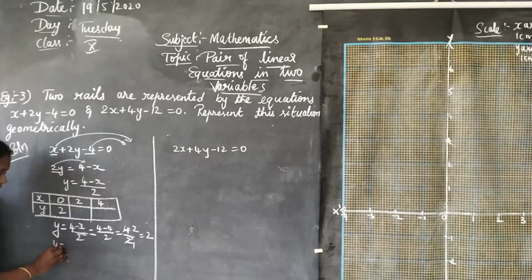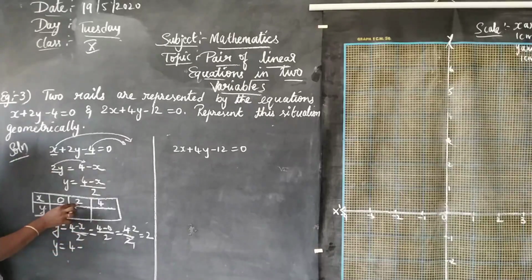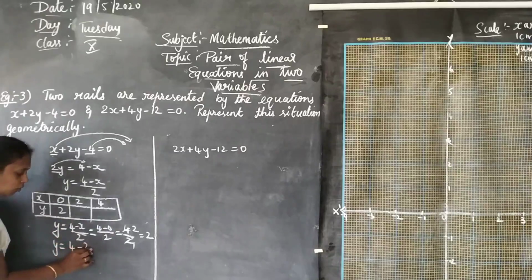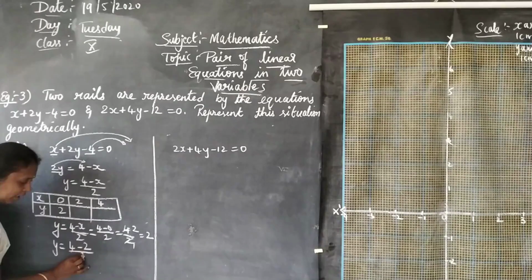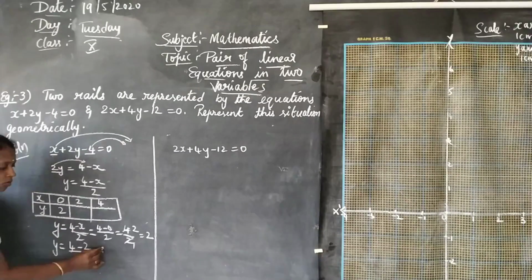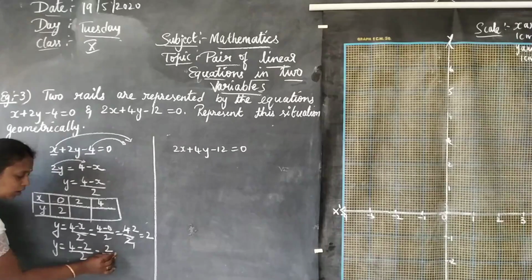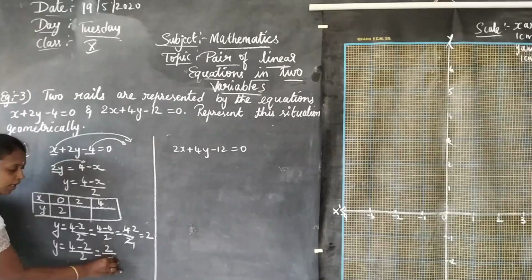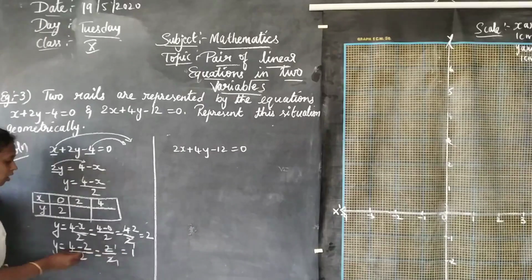Next, y is equal to 4 minus, what is the second x value I have taken? 2. 4 minus 2 divided by 2. 4 minus 2 is what, children? 2. 2 divided by 2. 2 ones are 2. So I got the y value as 1.